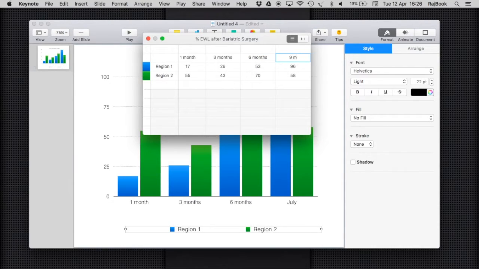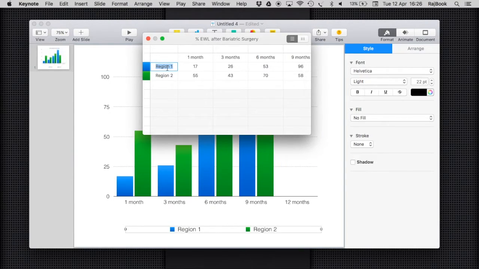Once you do that, you can increase it to any number of months you want. Then in region 1 and 2, I would like to compare sleeve gastrectomy with say RYGB. So then you try to feed in the percentage excess weight loss. So maybe let's randomly choose 20% in the first month with LSG and 22 with RYGB. The same way, try to add the data for all the parameters you want to measure.